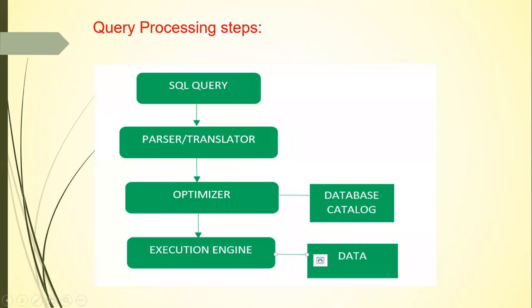Now these are the query processing steps. What are these steps of query processing? Here we consider the SQL query given to the parser or translator. The query optimizer optimizes the query, and the database catalog is used when we perform the optimization. And at the last, the engine executes the query and the data is returned to the user, or that data is stored in the database. That is nothing but the query processing steps we have to follow. Okay, all of that is related to the basic structure of the query.